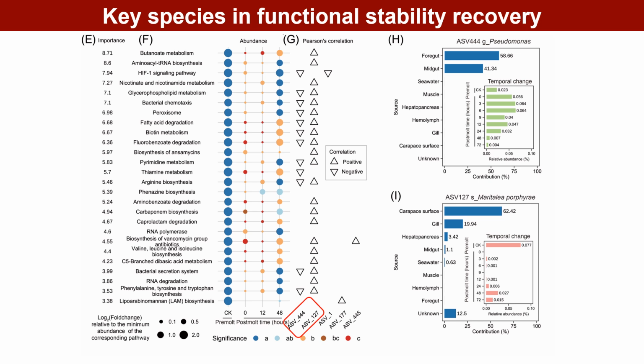Further, ASV 444 and ASV 127 had significant correlations with 21 functional pathways, indicating vital roles of these two ASVs in the recovery of functional stability and multifunctionality. ASV 444 was primarily sourced from the foregut and midgut, while ASV 127 originated from the carapace surface, gill, and hepatopancreas.